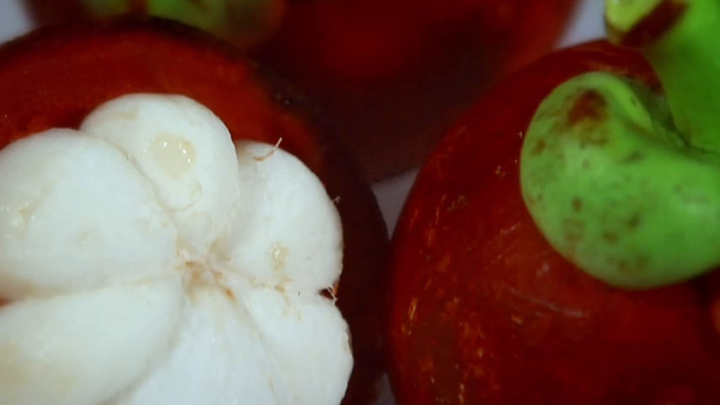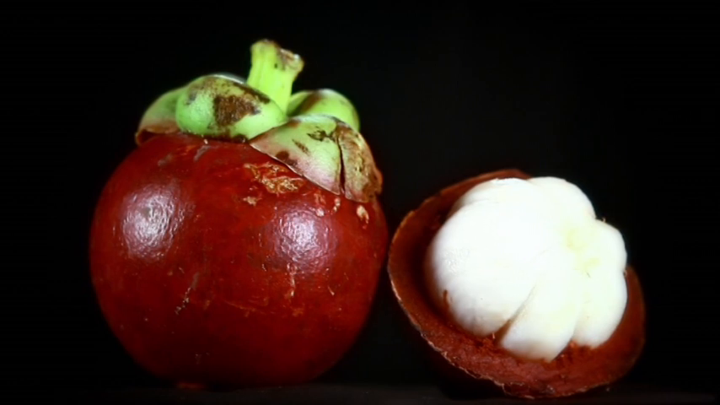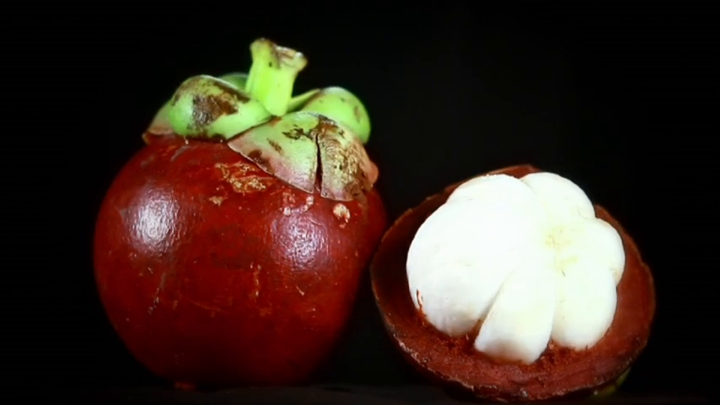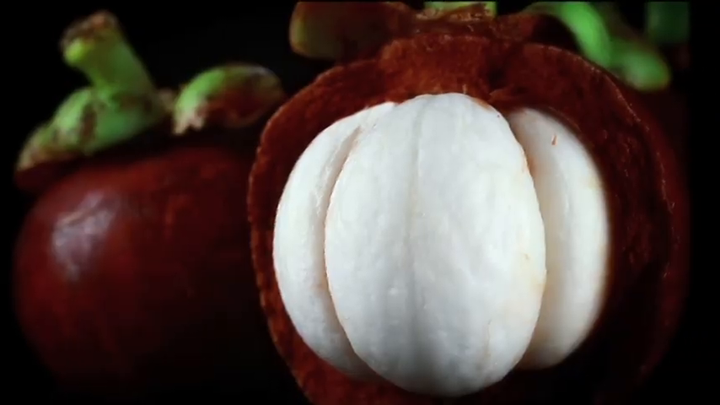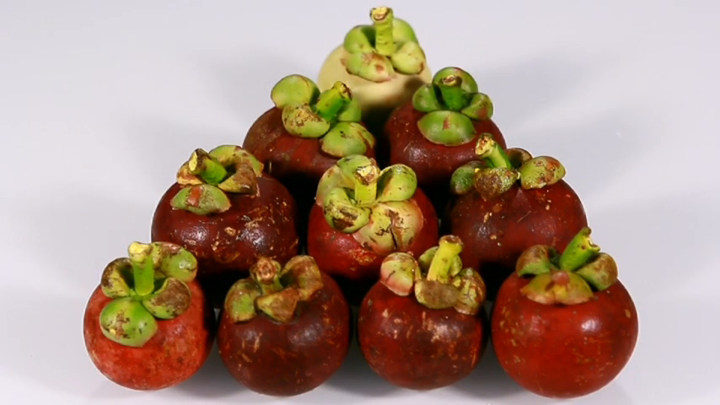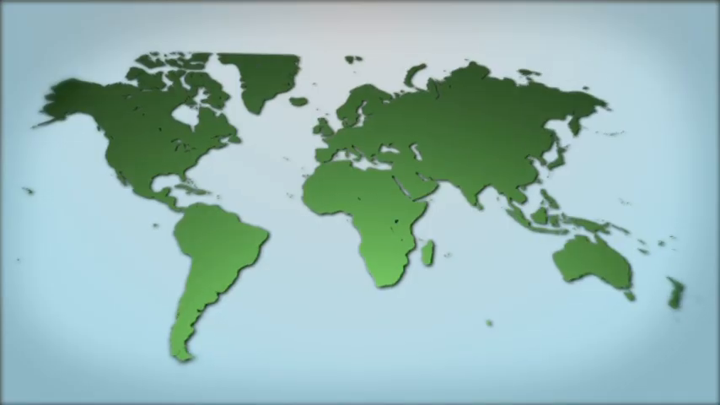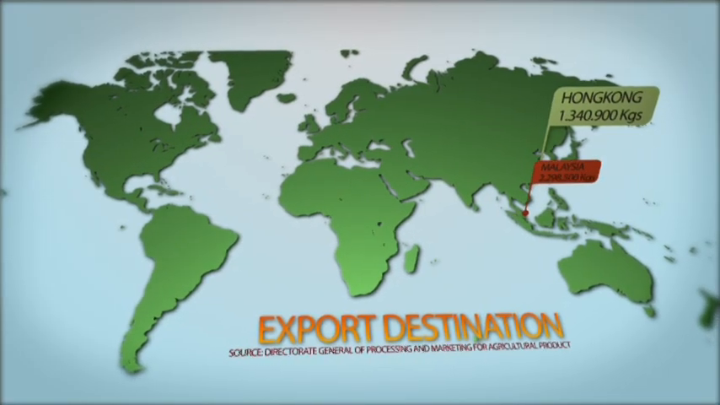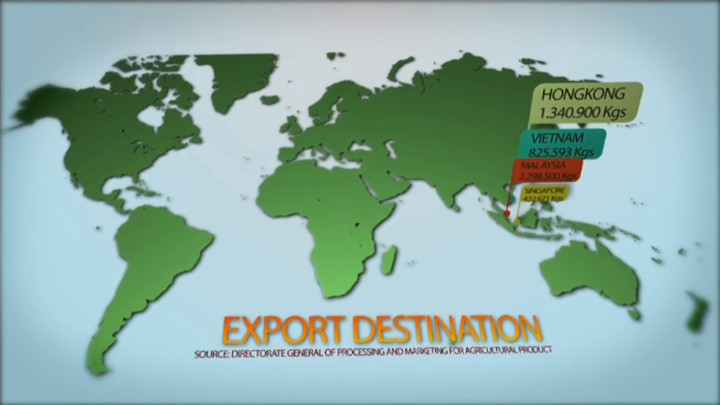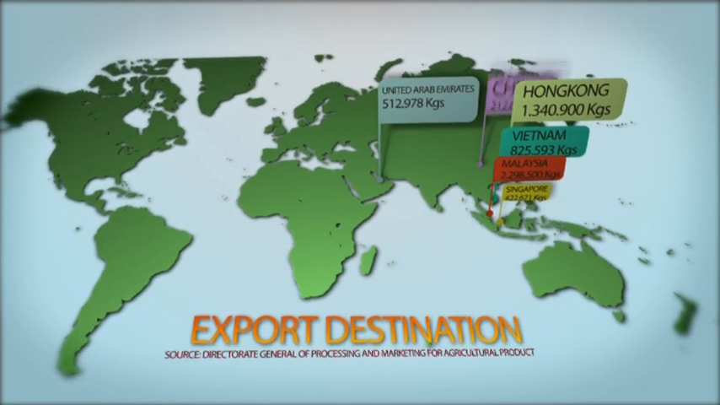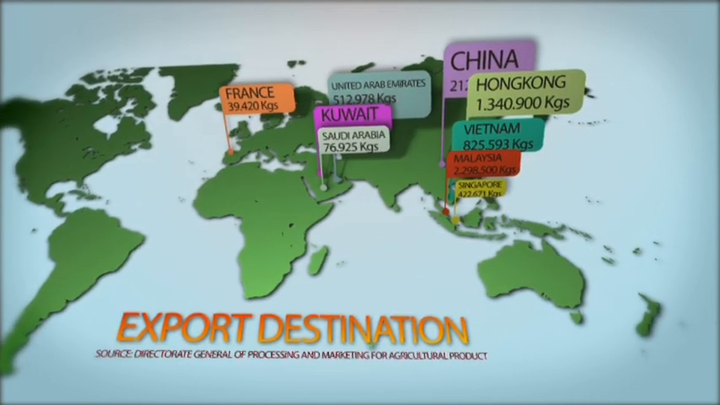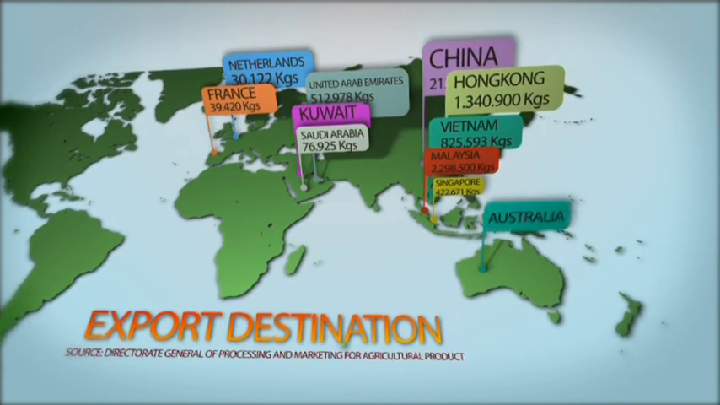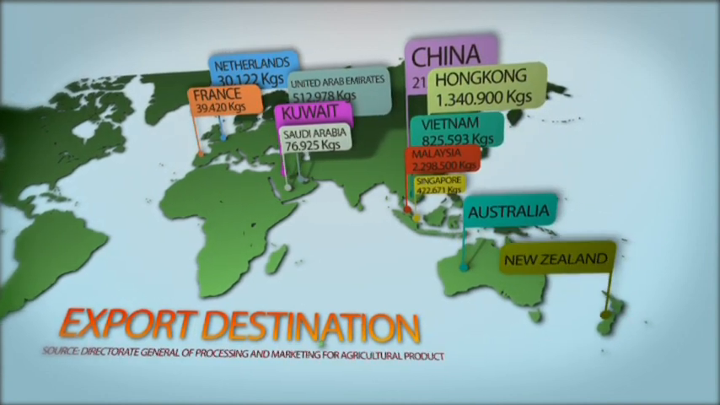With long storability of mangosteen, this fruit can be one of the priority commodities for export from Indonesia. From the best lands in Indonesia, this fruit can be exported to over 30 countries in the world, with 10 major countries of destination like Hongkong, Malaysia, Vietnam, Singapore, United Arab Emirates, China, Saudi Arabia, France, Kuwait, and the Netherlands, and the next destinations are Australia and New Zealand.